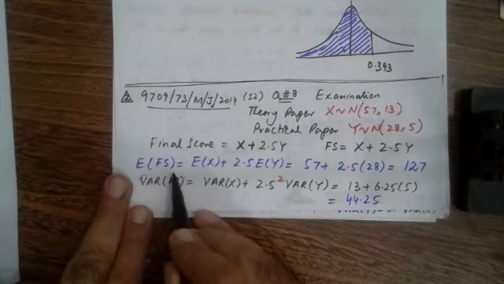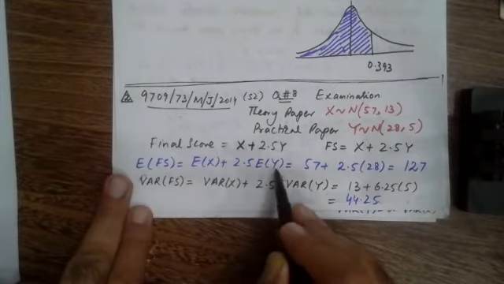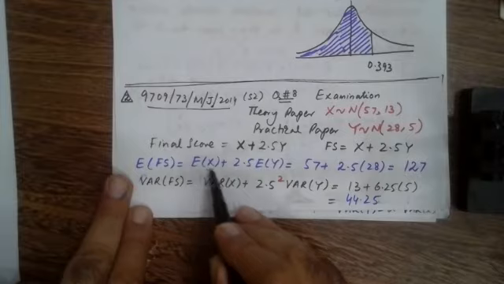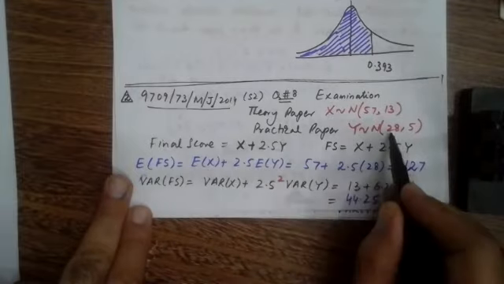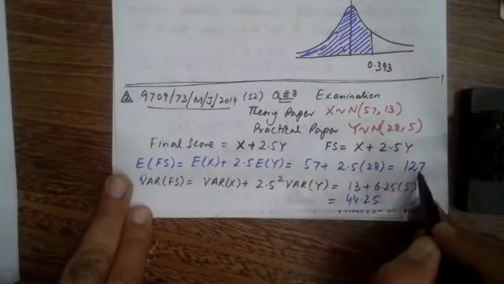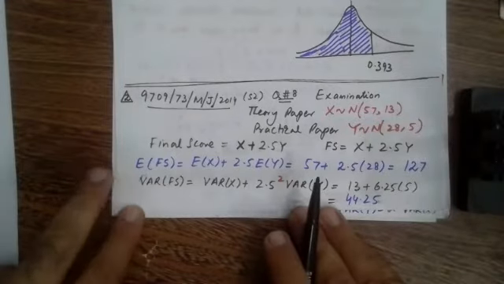Now the expected value of the final score is equal to the expected value of x plus 2.5 times the expected value of y. The expected value of x is 57 on average, and the expected value of y is 28, and this gives the total average score of 127 for any student appearing in this exam.